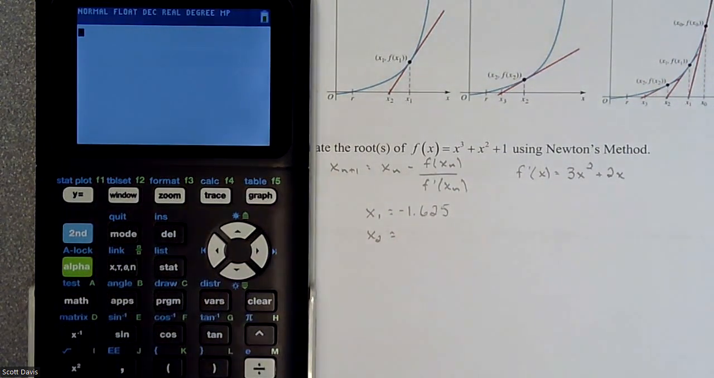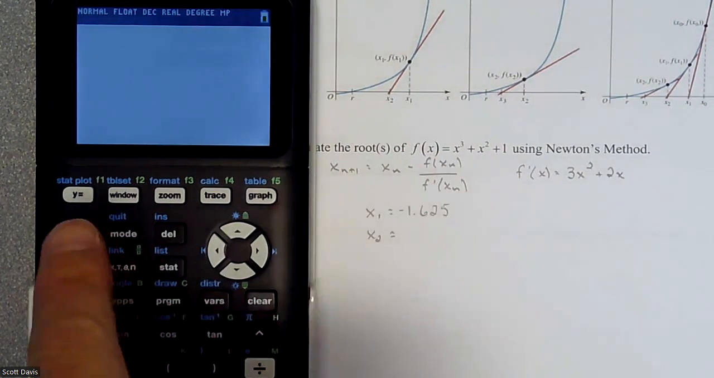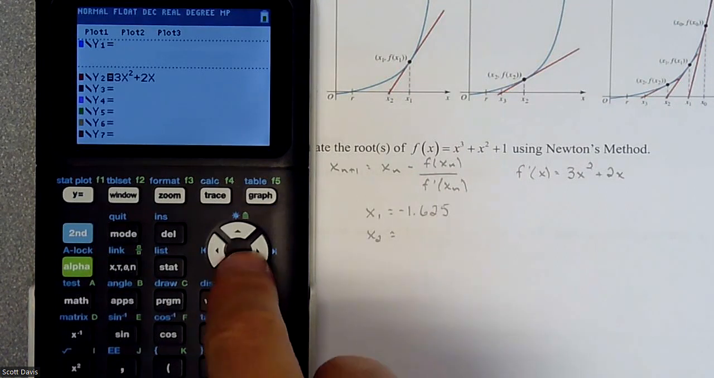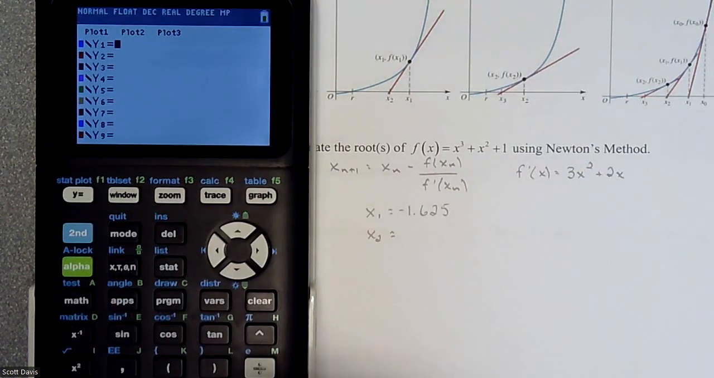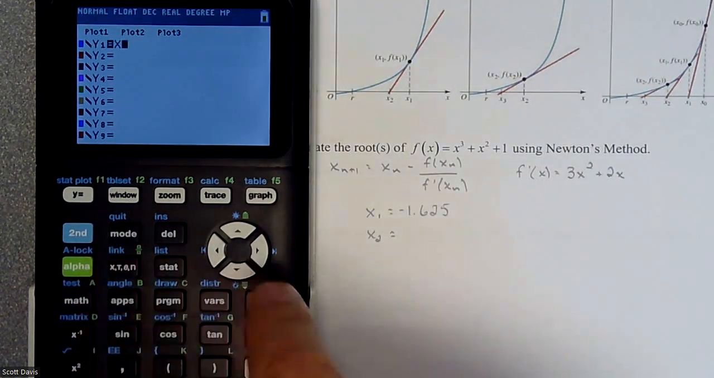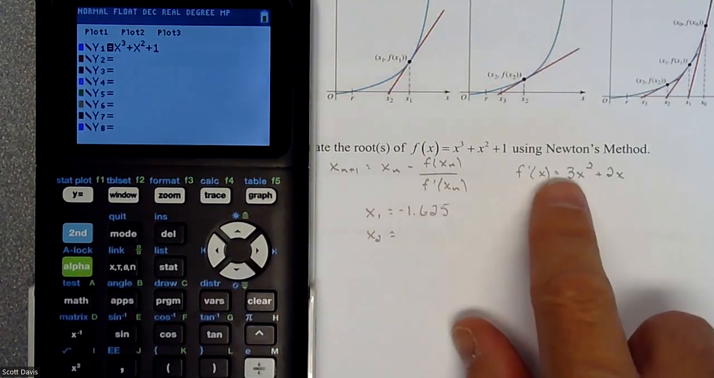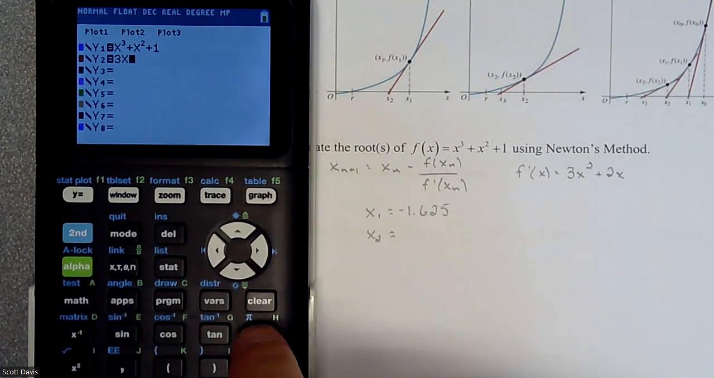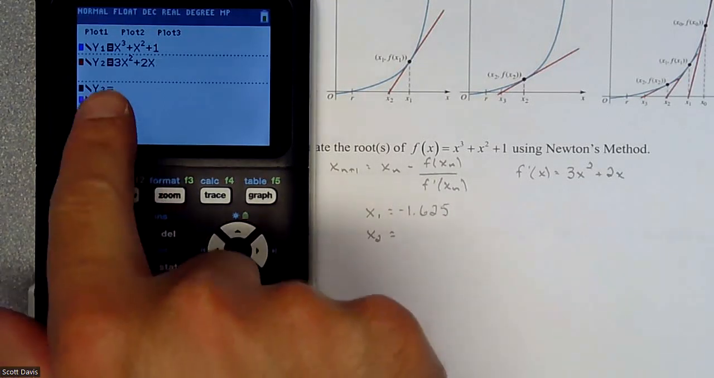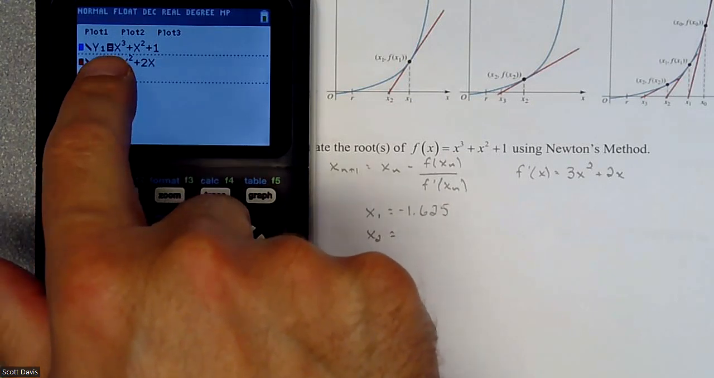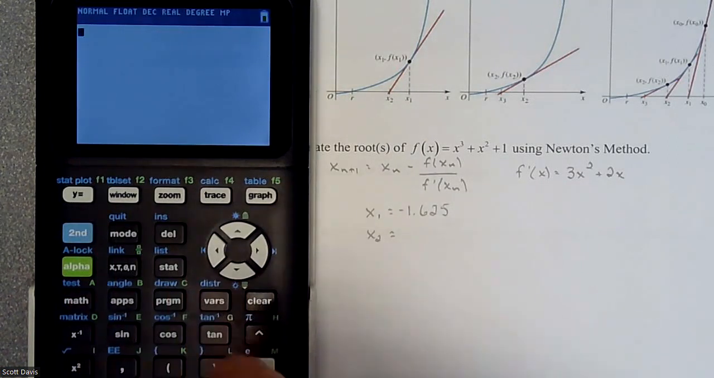So what I'm going to do is create this equation, but I'm going to do a couple things. I'm going to plug this function into one of my equations, ideally y1. So I have x to the third plus x squared plus 1. And then I'm going to put my slope in, x to the second plus 2x. I have to remember that my original one is y1, my slope equation is y2. Clear out of that.